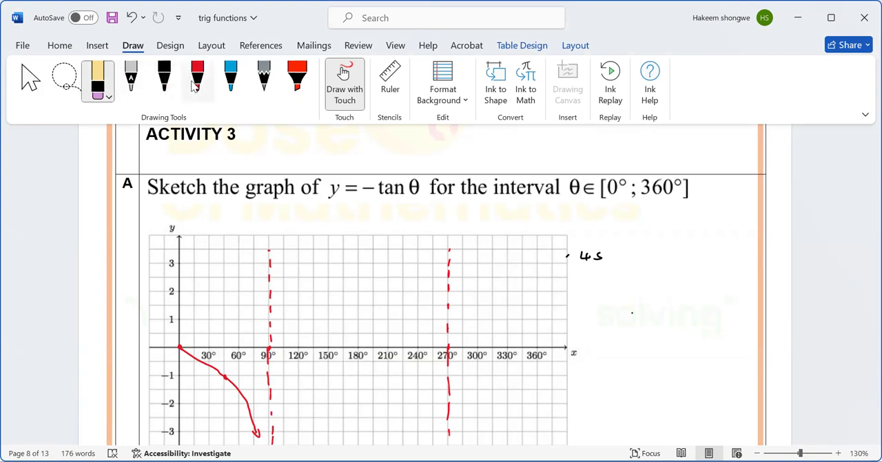Okay, let's try this one then. We have 135. 135 goes with what? 3? It goes with 1. It goes with 1. 180 goes with 0. 225 goes with minus 1. So here you have 3 dots. Now let's connect our dots and say this thing here is coming from upwards there.